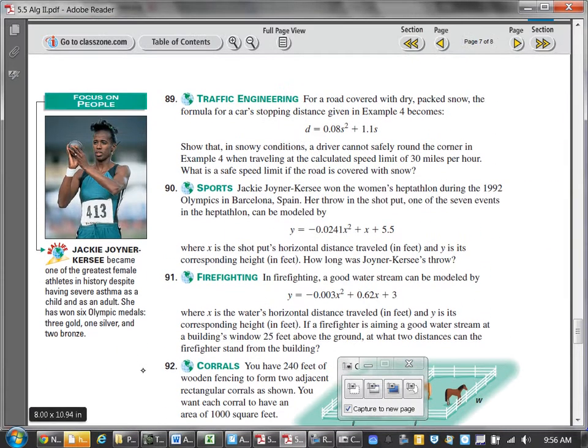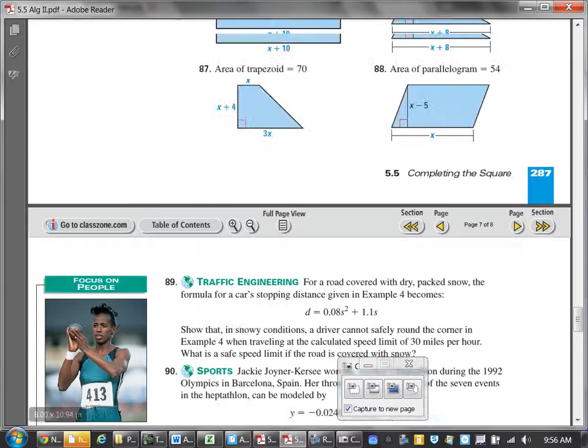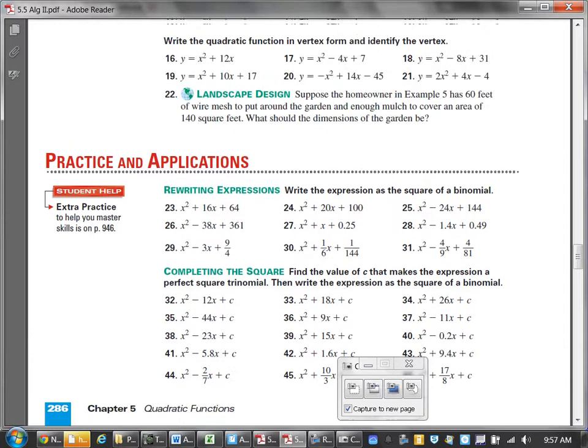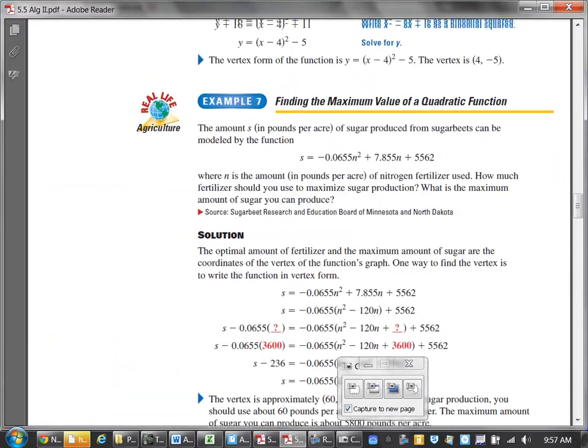Jackie Joyner-Kersey and Stopping on a Road. This one you had to go backwards into the other example, number 4 there. What was weird with that is that it was asking you to use the distance from. It was really worded badly. I think I might have run out of time to re-explain here.